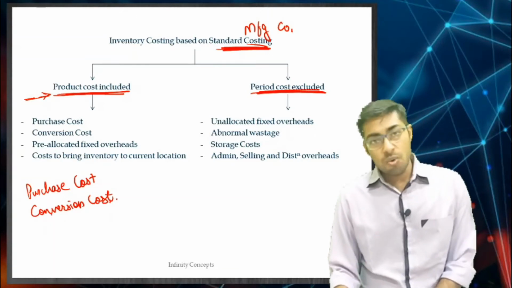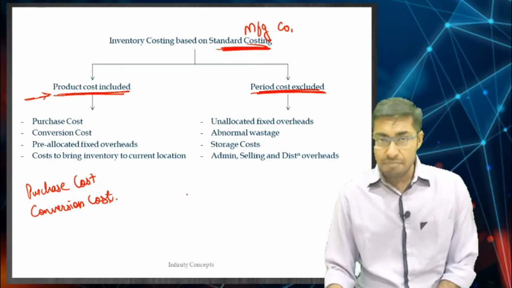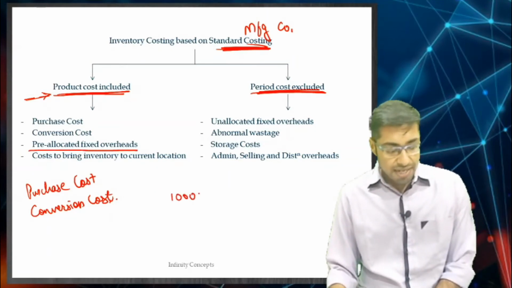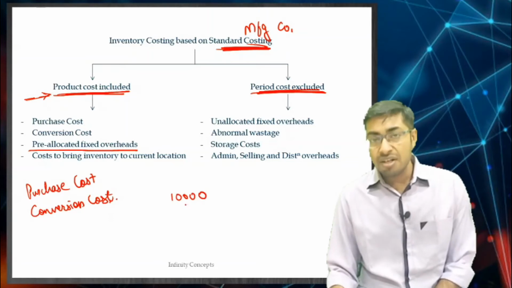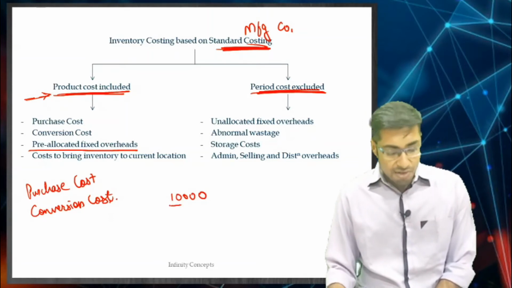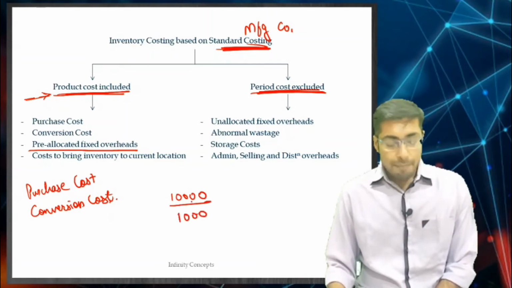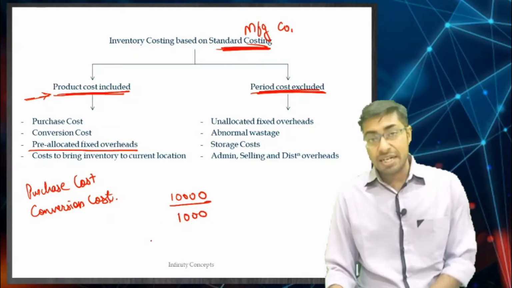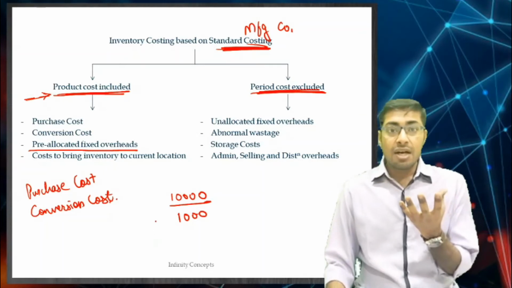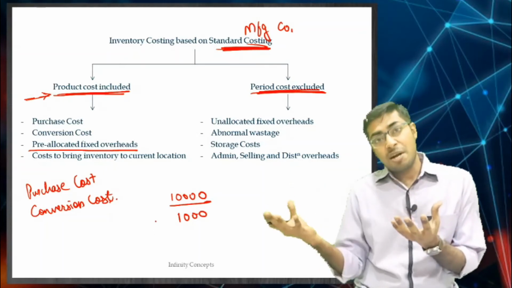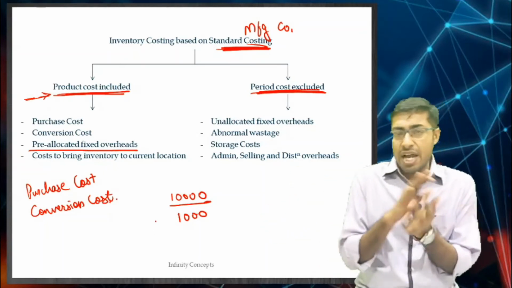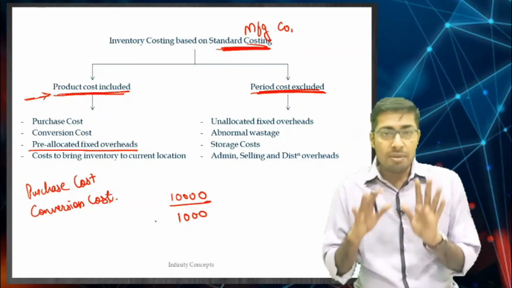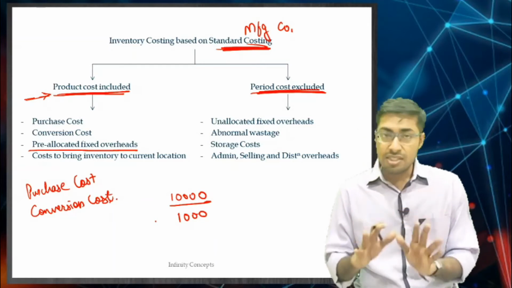Pre-allocated fixed overhead. Say for example, rent is something which is your pre-allocated fixed overhead. Say for example, the rent is $10,000 per month, and in 1 month I am going to manufacture 1000 pens, okay. This is what I have forecasted. In reality, I can manufacture maybe 1100 pens also or 900 pens also, I do not know, but the forecast is 1000 pens that I have already thought in my mind. This is what I have forecasted.